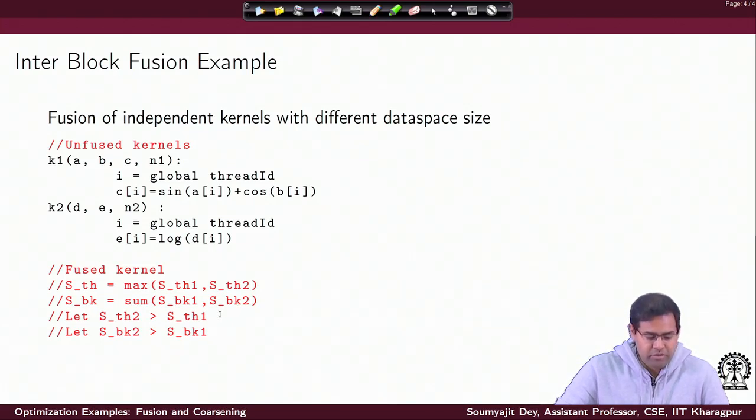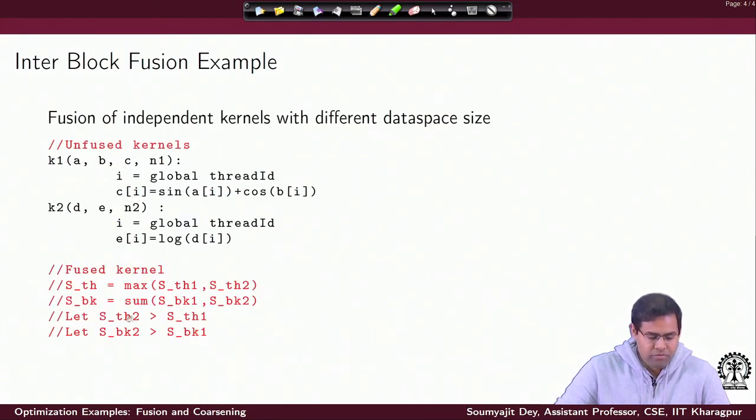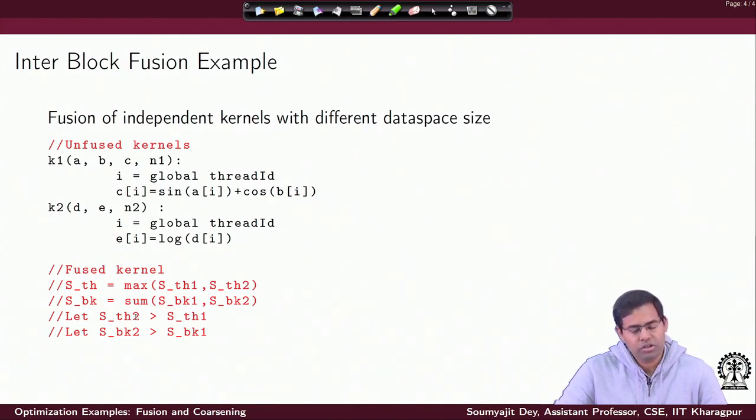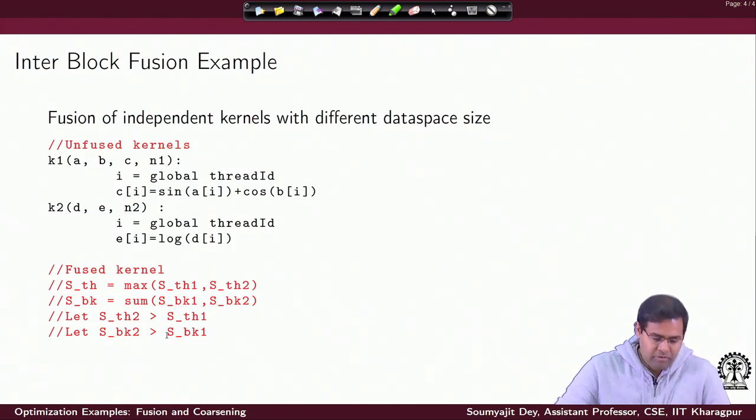The code is written in such a way that we are assuming that STH2 is greater than STH1. So, of course, you can understand that for your second kernel we are assuming that the number of threads per block is larger. If it is not so, you have to switch the variant of the code. I hope that is clear. Here the code is written assuming this property between K1 and K2, otherwise your code has to be changed. I hope you should be able to do that.